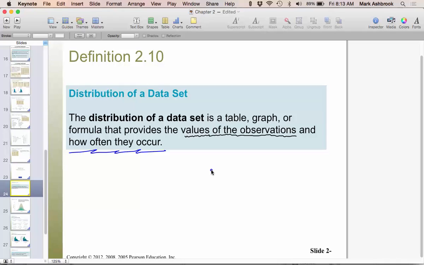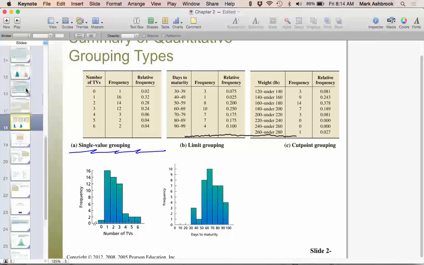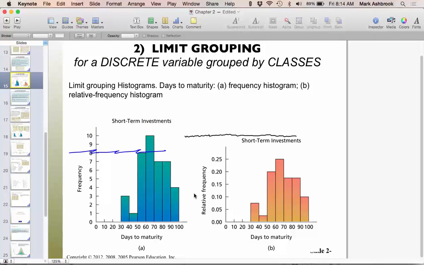So in histograms, where do we see the values of the observations? Horizontal axis, right? Horizontal axis from least to greatest. So from left to right, let's go back. Here was the days of maturity. From left to right, here's 0 to 100. We see the values of the observations.